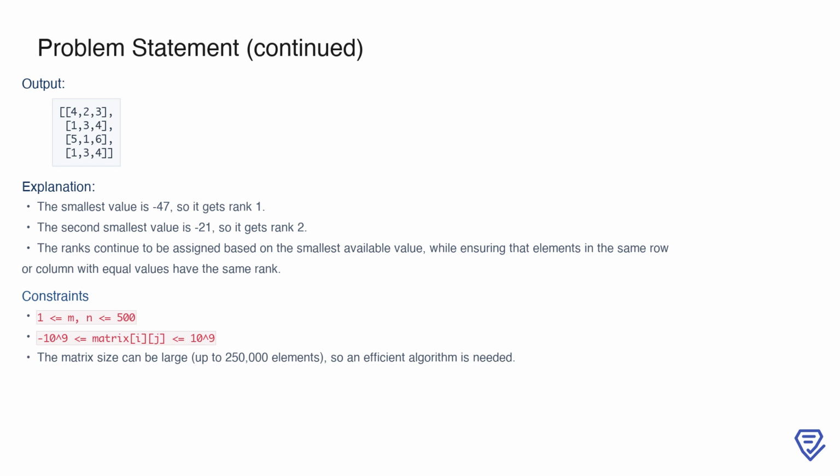The smallest value, -47, gets rank 1. The second smallest value, -21, gets rank 2. The ranks continue to be assigned in increasing order, ensuring that equal values within the same row or column share the same rank. For instance, the value 4 appears multiple times and is assigned rank 3 consistently. The final output matrix is 4, 2, 3, 1, 3, 4, 5, 1, 6, 1, 3, 4. Since the matrix size can be large, the algorithm must be designed to handle ranking efficiently.